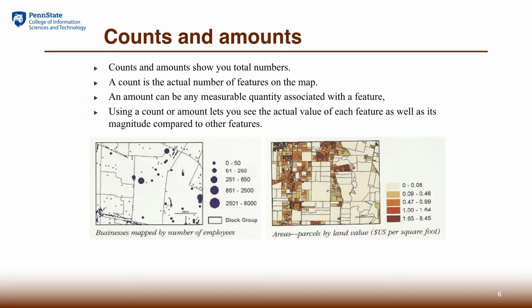So using count or amount will allow us to see the actual value associated with features on an area so that we can compare. The map on the left shows the businesses with the number of employees visualized as different sizes of circles. Again, this one allows us to see a count of employees per business. And on the map on the right, we see different parcels, and each parcel has a different land use value.